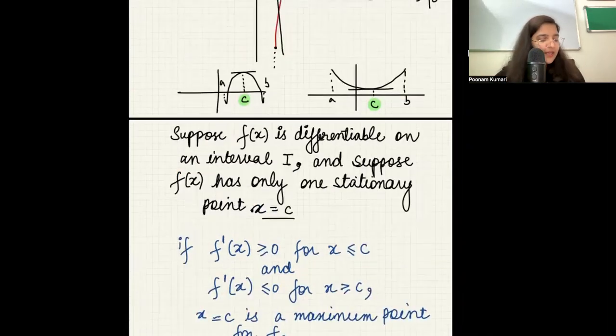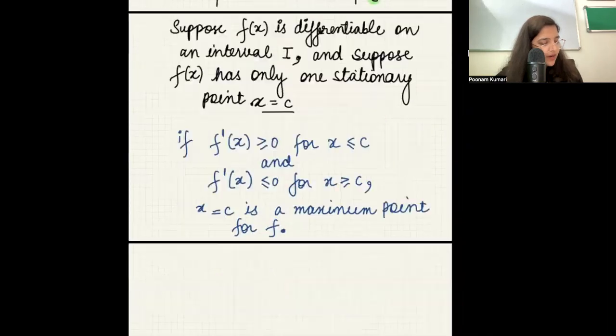And similarly, if to the left of C your slope is negative or equal to 0, and to the right of it your slope is positive or equal to 0, then what kind of point is C going to be? If you see this diagram, what kind of point is C? C is the minima point, right? C is the point of minima.